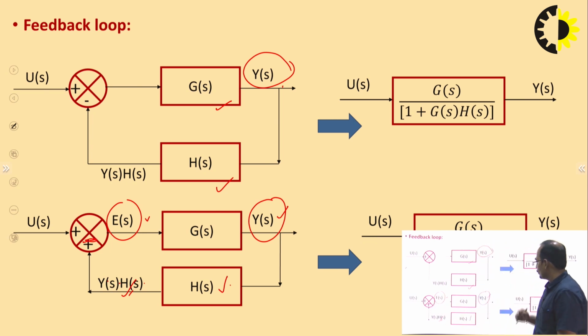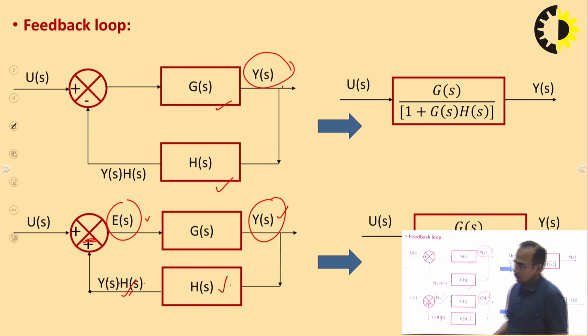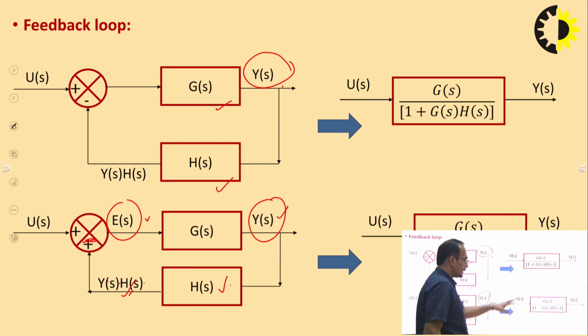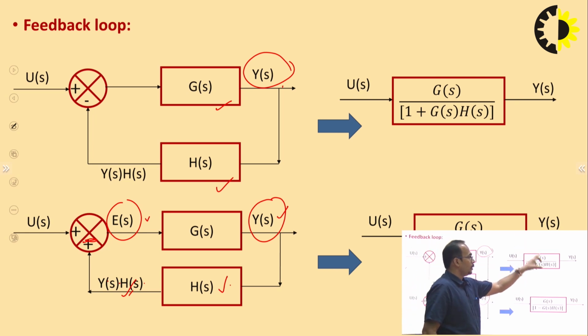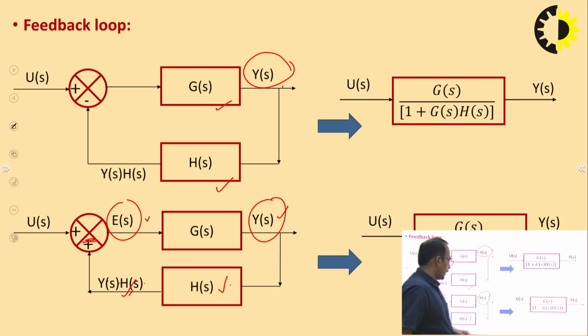So, what will be the output? If I consider a positive sign, the output will be equal to G(s) upon 1 minus G(s)H(s). If I consider the negative sign, that is negative feedback, then the output will be G(s) upon 1 plus G(s)H(s). We can easily find Y(s) by U(s) by putting in the values of E(s) and U(s).